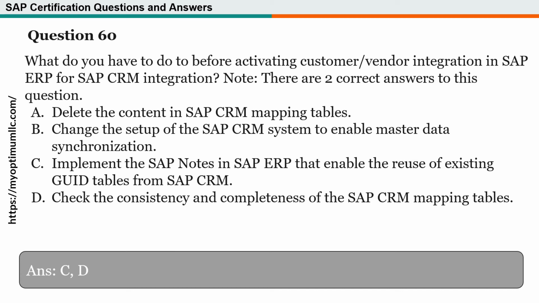A. Delete the content in SAP CRM mapping tables. B. Change the setup of the SAP CRM system to enable master data synchronization. C. Implement the SAP notes in SAP ERP that enable the reuse of existing GUID tables from SAP CRM. D. Check the consistency and completeness of the SAP CRM mapping tables.